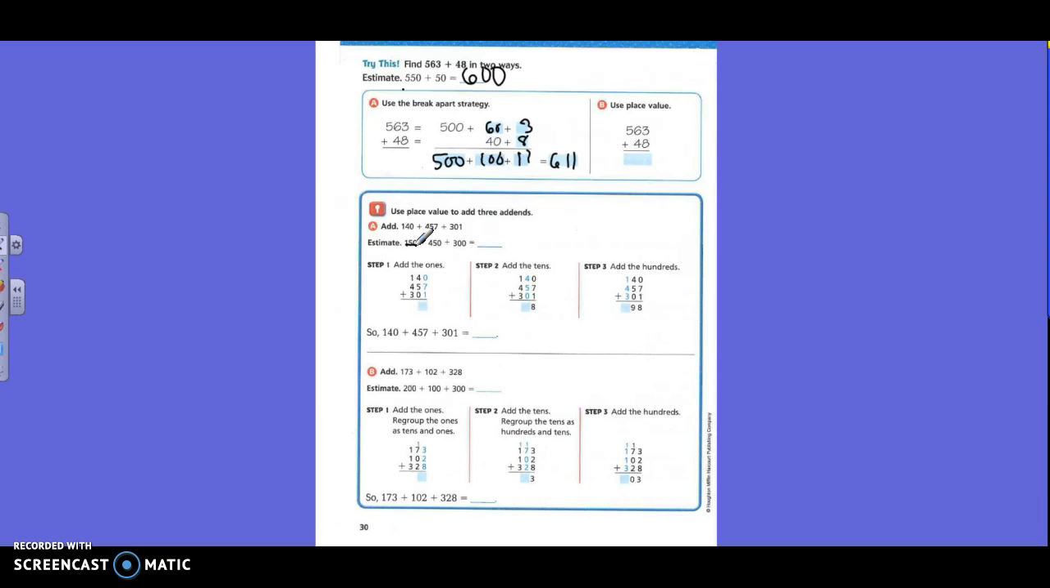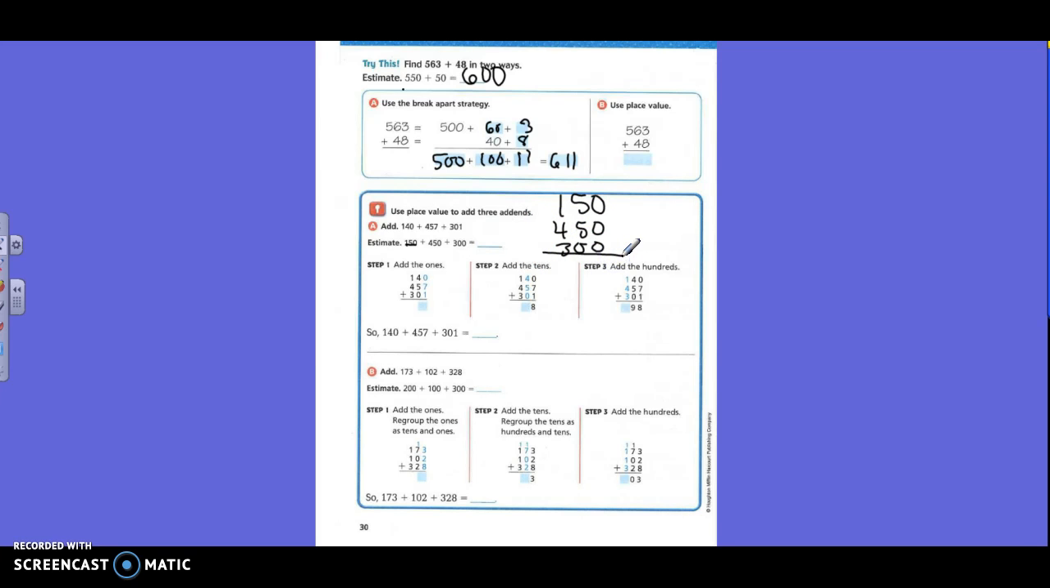Then 300 close to, what is it? Is 301 closest to 300 or 350? 300. So now you have 150 plus 450 plus 300.